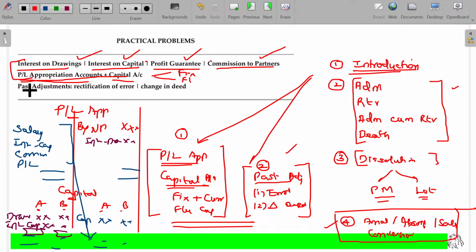And past adjustments are related to the rectification of errors, where some error may have happened and can be rectified, or if there is any change in deed. Change in deed is nothing but the agreement between the partners. The profit may be shared equally, but sometimes later they want to change the partnership profits and losses. Instead of equal, it may be a 3:2 ratio or 4:3 ratio, like this.